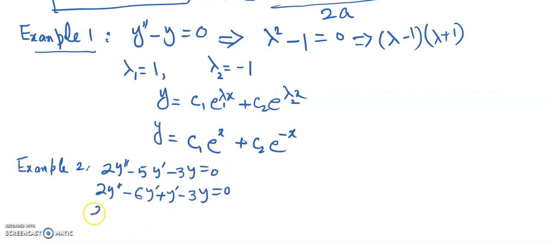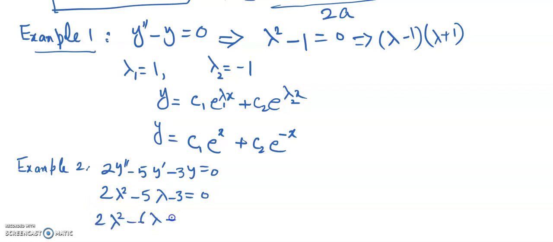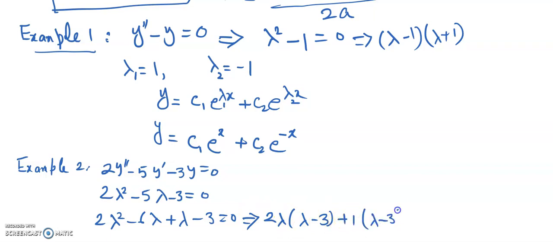Yeah, but before that we need to write it in the characteristic equation form. So the characteristic equation will be 2 lambda square minus 5 lambda minus 3 is equal to 0. Okay, 2 lambda square minus 6 lambda plus lambda minus 3 is equal to 0. And from here I can take 2 lambda as common, so it will be lambda minus 3, and I can take plus 1 from here, it will be lambda minus 3.